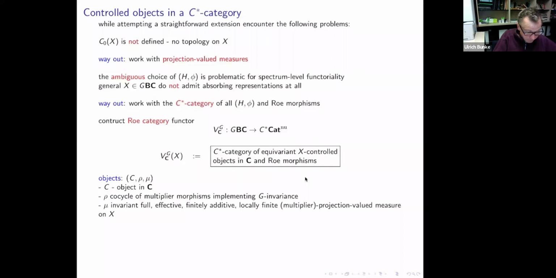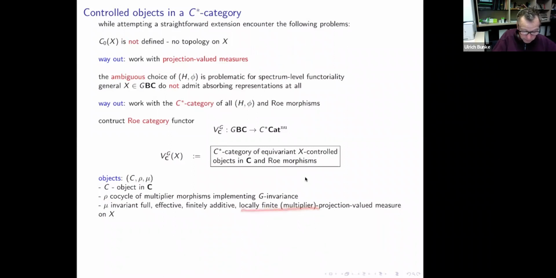An object in this category is a triple, where C is just an object in the coefficient category, rho is a cocycle of multiplier morphisms on this object, which implement G-invariance, and mu is a measure defined on the power set of X, which is G-invariant, finitely additive, and effective. Effective means every value has an image. So we have a lot of projections, and all these projections should have images.